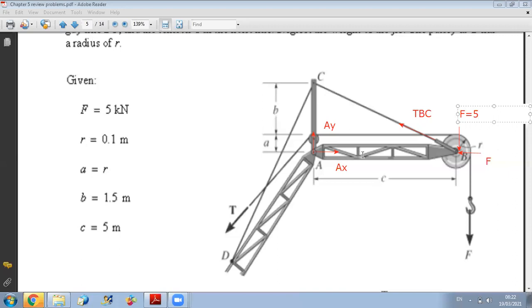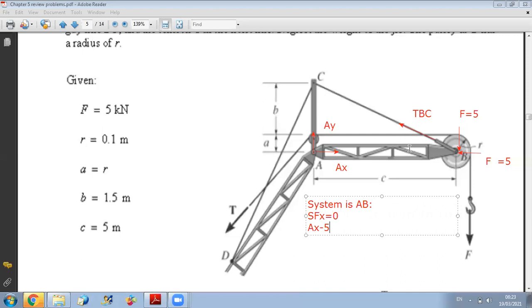To calculate these unknowns, I will write the three equations of equilibrium for AB. So now my system is AB. For this system, sum of forces along x equals 0. I have Ax minus 5 minus F. Now concerning TBC, I will decompose it into components.